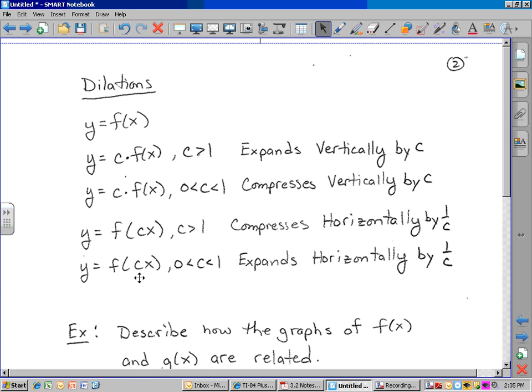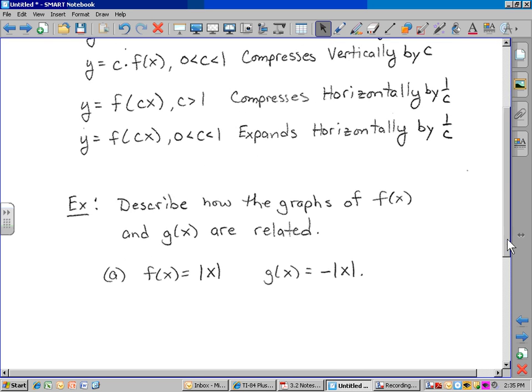For the last one here, c is between 0 and 1, for instance, like a half or a third. So if it's a 1/3, and we took the reciprocal of 1/3, that will give us a 3. So it will expand horizontally by a factor of 1 over c, by its reciprocal. All right, let's get into some examples, see if we can make this make sense.